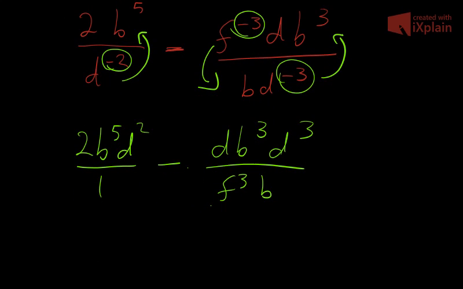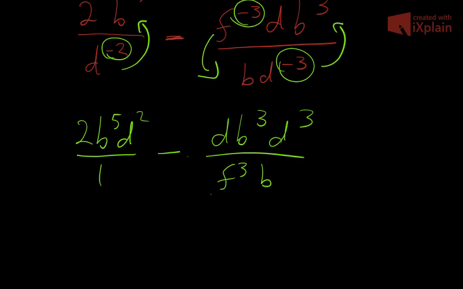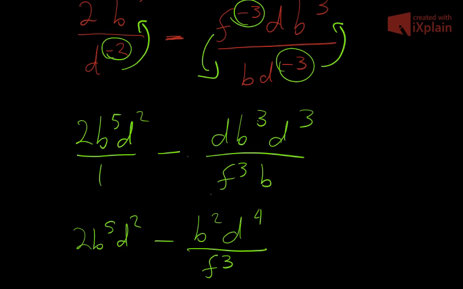So now I can simplify. 2b to the fifth d squared over 1 is just going to be 2b to the fifth d squared. And I subtract. Over on this side, I can simplify. B cubed divided by b is going to be b squared. D times d cubed is d to the fourth. And my f cubed stays on bottom. So I combined these two to get d to the fourth, these two to get b squared, and this f cubed stayed. And that's pretty much it.